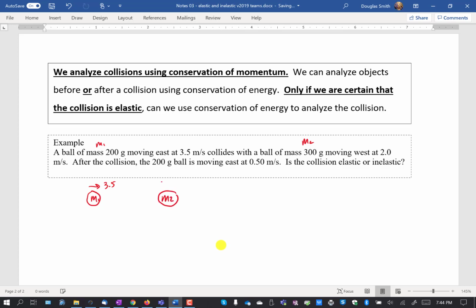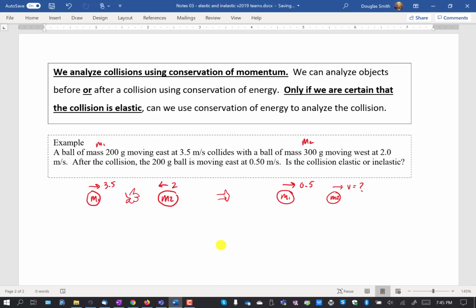We have M2 going that way at 2 meters per second, and then they collide. So afterwards, M1 is still moving east, but slower. And I guess M2 better be moving east as well. But we don't know what that speed is. And because we don't know the speed, we don't know if it's elastic or not.